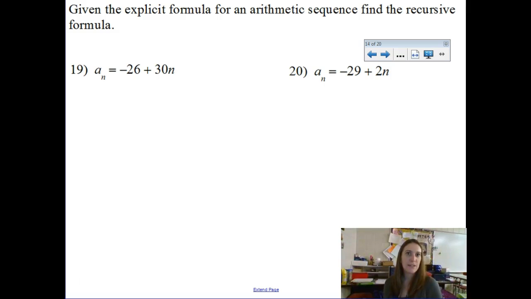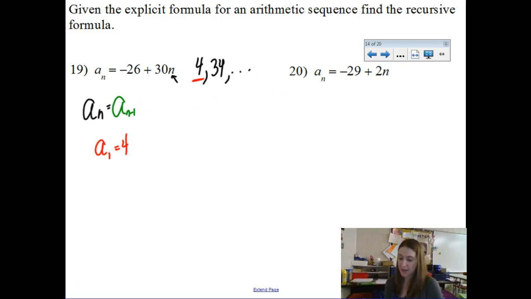So we have the explicit formula, and they want me to rewrite it as recursive. So you got a couple choices. What I like to do is write out my first few terms, and then I feel like I know what I'm doing. So the first term, if I plug in a 1 here, I get a 4, and then if I plug in a 2, I get a 34, and so on and so on. So the first term is important to my recursive formula, and then every term after that can be found by taking the previous term, and then it looks like we're adding 30 to it.